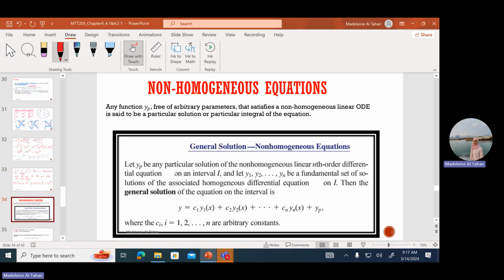Now, non-homogeneous equation. It's still an ODE, but after the equal, instead of having 0, we can have 1, we can have x, we can have e^x, we can have tangent x, or whatever. So we have a differential equation, and it's equal to something, a number or a function, instead of equal to 0. It means that what we have after the equal is a constant or a function. How do we find the solution?